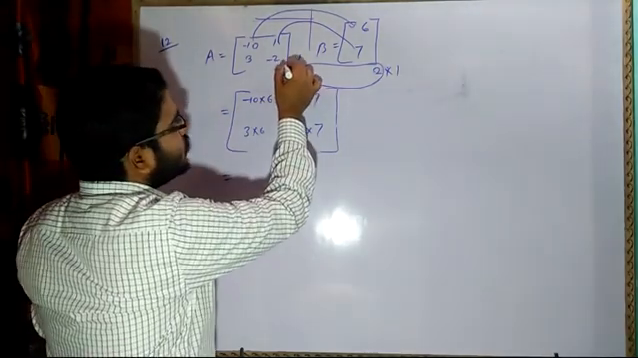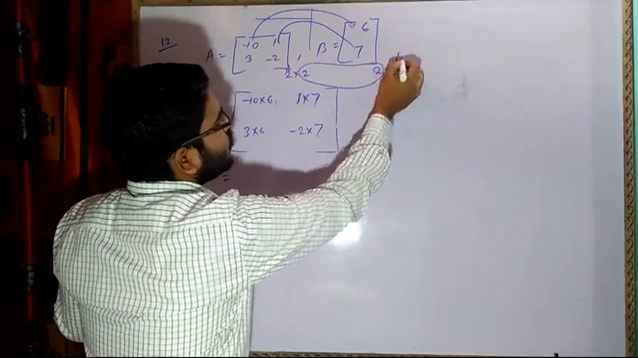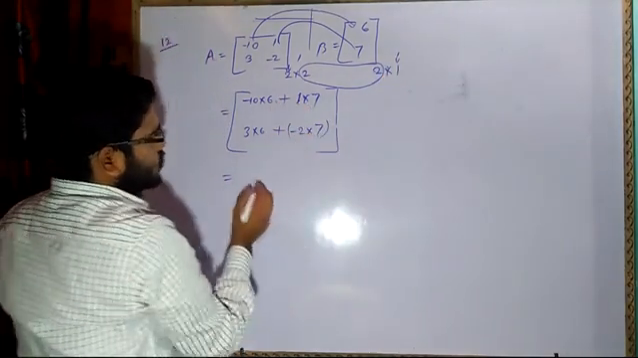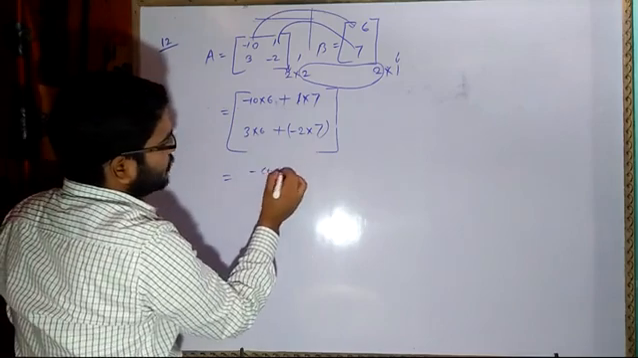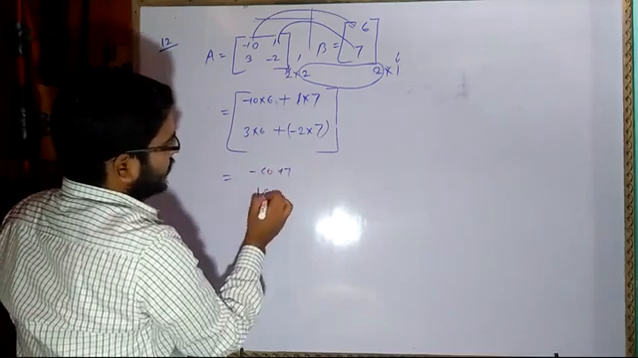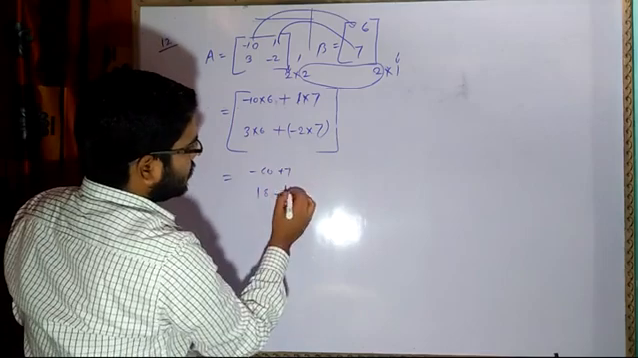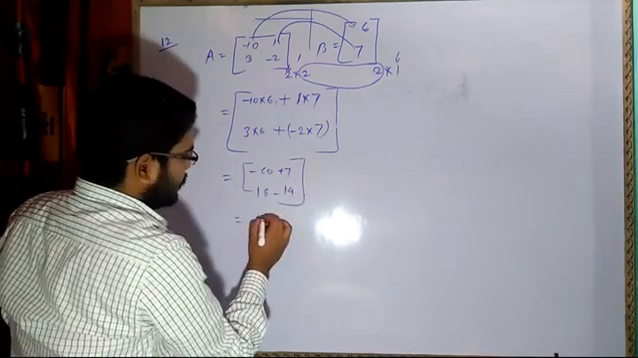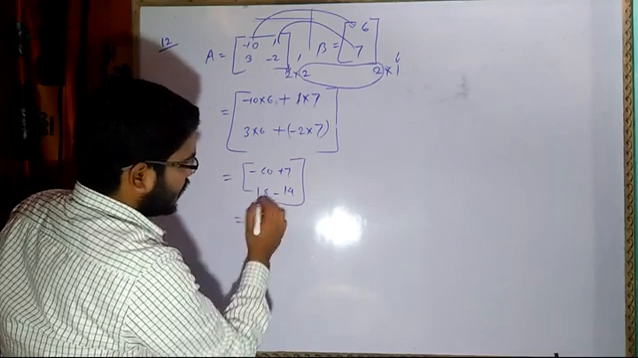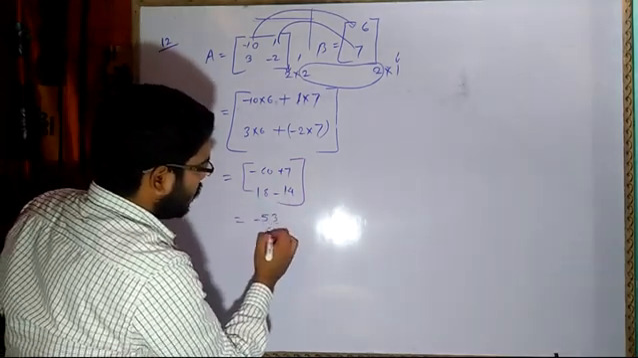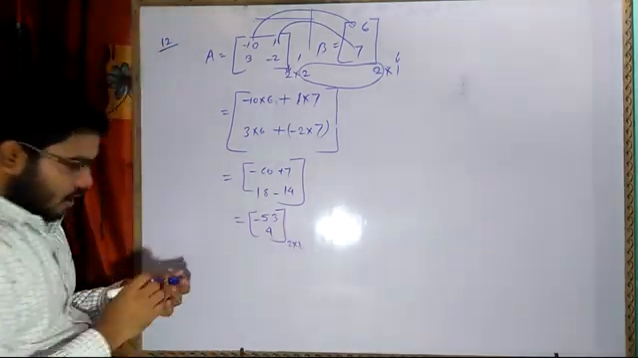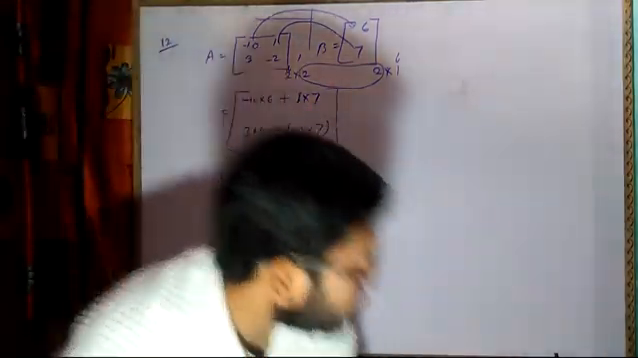But I have told you the order will be 2 cross 1. So here you have to put the plus symbol. So your order will be like minus 60 plus 7 and then 18 minus 14. So if you simplify this, you will get 53, minus 53 and this will be equal to 4. So what is the order? 2 cross 1. I hope this answer is correct. Let me verify.